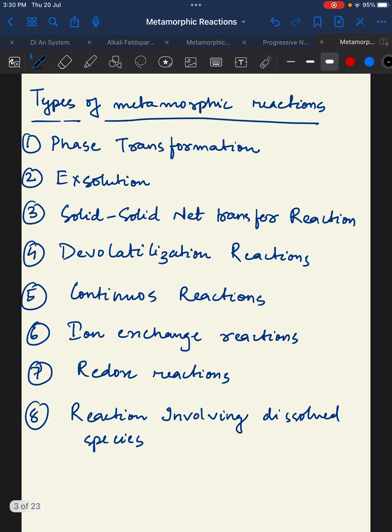So there are generally 8 types of metamorphic reactions: phase transformation, exsolution, solid-solid net transfer reaction, devolatilization reaction, continuous reactions, ion exchange, redox, and reactions involving dissolved species. So we will be discussing all one by one.